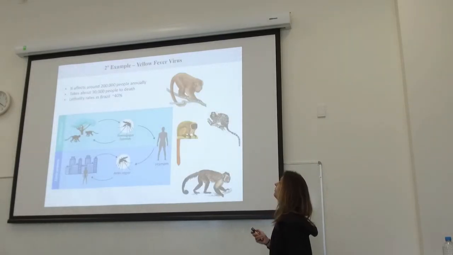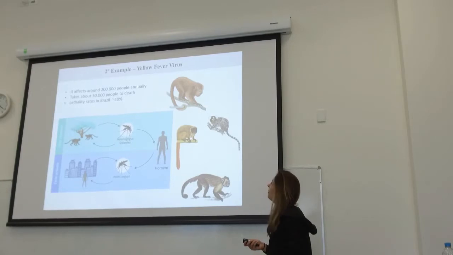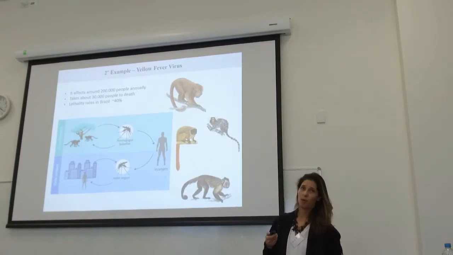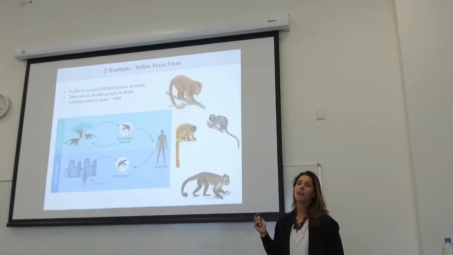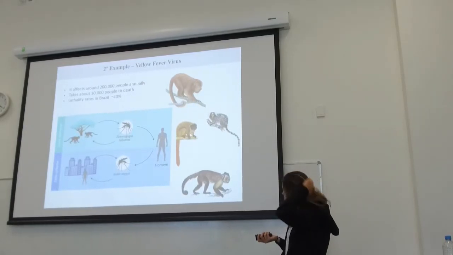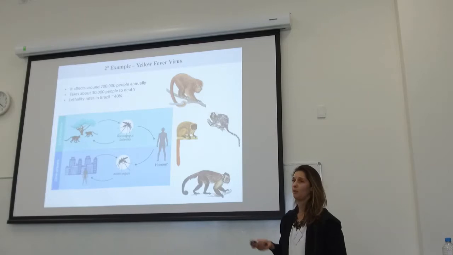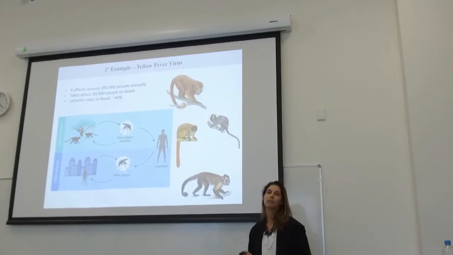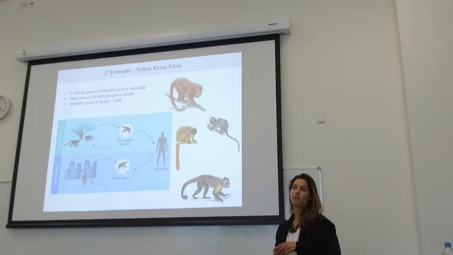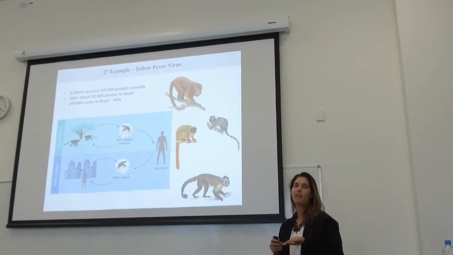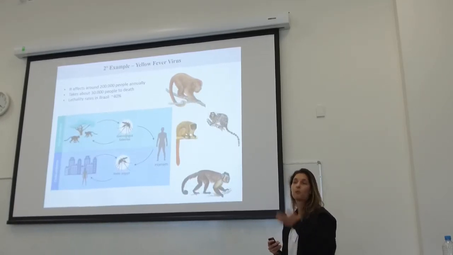And our second example is about yellow fever virus, which affects around 200,000 people annually, but I think it's more, and takes around 30,000 people to death. It also has a high lethality rate in Brazil. There is a vaccine for the disease, and in Brazil it is transmitted only by the wild cycle, which involves non-human primates and arboreal mosquitoes. In Brazil, these primates are so important that they are used as sentinel events. So every time a dead monkey is found because of the yellow fever virus, vaccination campaigns are allocated to that place. That's how the health authorities know that the virus is circulating in a location.